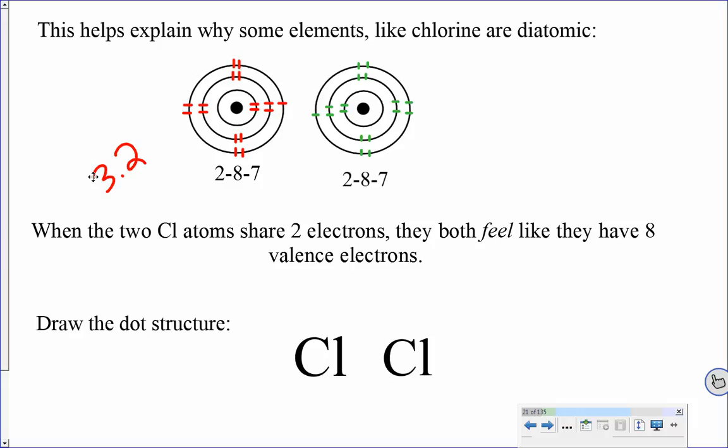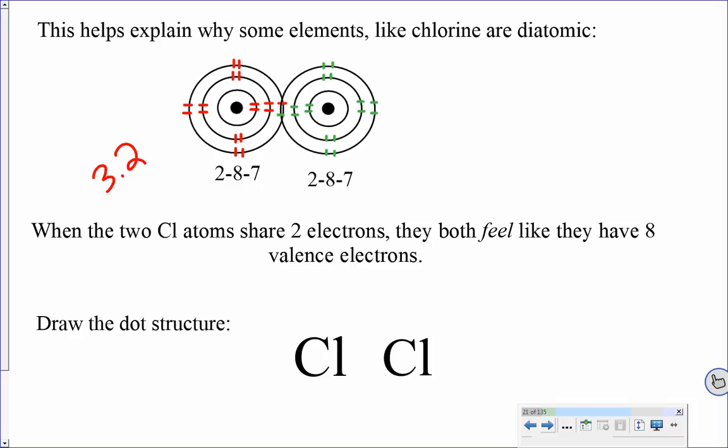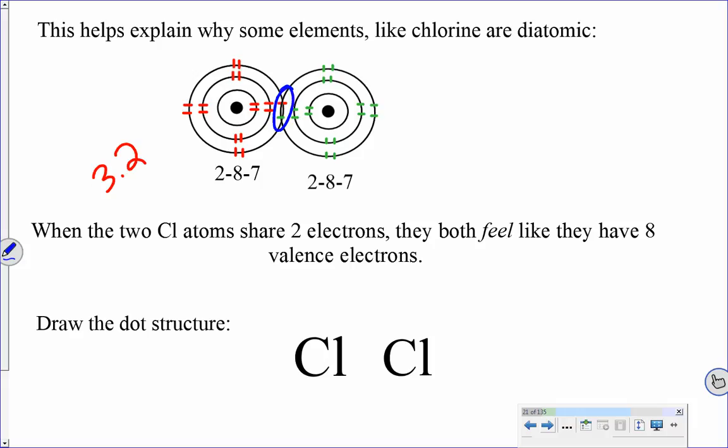So what actually happens is these guys are like, hey, we're really close to getting 8 valence electrons. If chlorine can't find anybody else to bond with, they just kind of overlap their valence shells like this. And what that actually allows them to do is they can both count these 2 electrons right here. So now the valence shell is 2, 4, 6, 8 for the guy on the left, and 2, 4, 6, 8 for the guy on the right. So they both feel like they have 8.